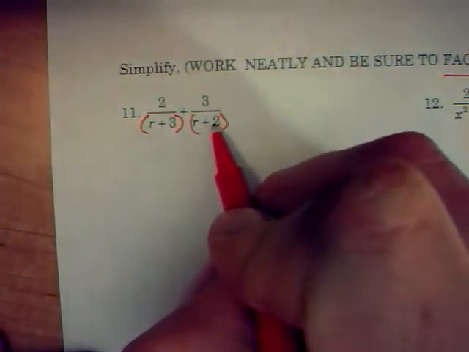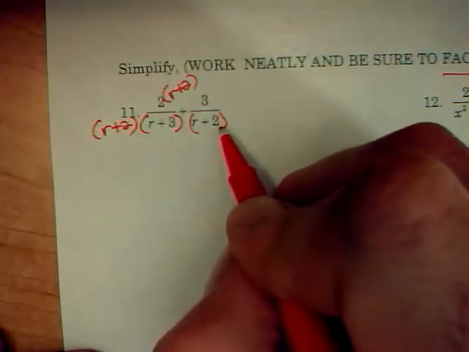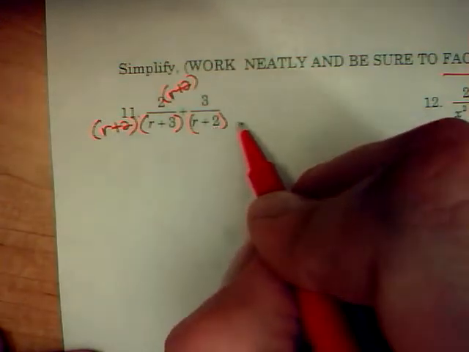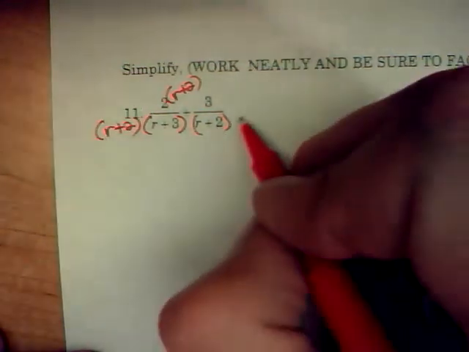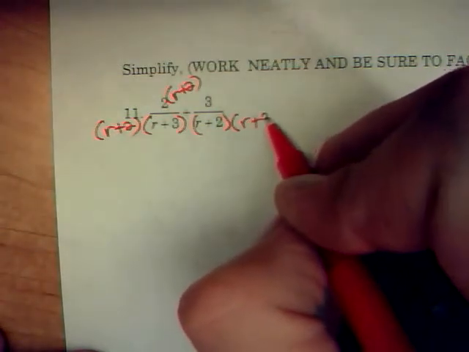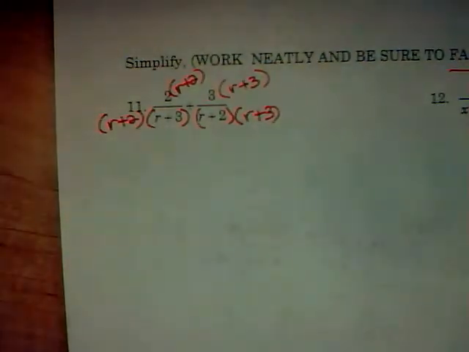So we say, what's over here that's not over there? Looks like we're missing an r plus 2. So whatever you do to the bottom, you must do to the top. Looking at the second denominator, we need this to look like this now. So we already have the r plus 2, so we need an r plus 3. So whatever you do to the bottom, you must do to the top.